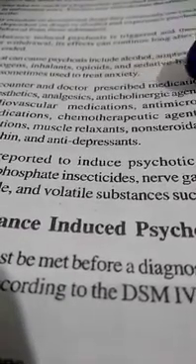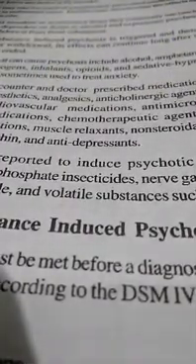Common over-the-counter and doctor-prescribed medications that can cause psychosis include analgesics, anesthetics, anticholinergic agents, anticonvulsants, antihistamines, cardiovascular medication, antimicrobial medication, anti-Parkinsonism medication, chemotherapeutic agents, corticosteroids, gastrointestinal medications, muscle relaxants, and non-steroidal anti-inflammatory medications.